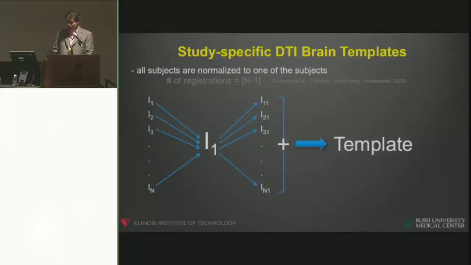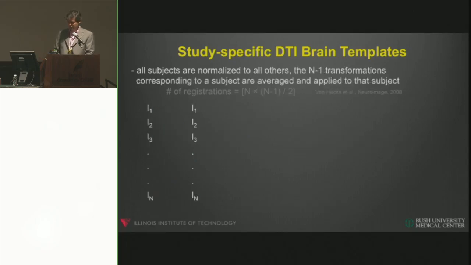To do this, we only need n-1 registrations. The reason why we don't need n is because we don't need to register I1 to I1 again. This is not a recommended approach, although fast, because the final template that we're going to get is in the space of I1 and it looks like I1, so it looks like an individual data set which may not be representative of the population. So let's move on to the next approach.